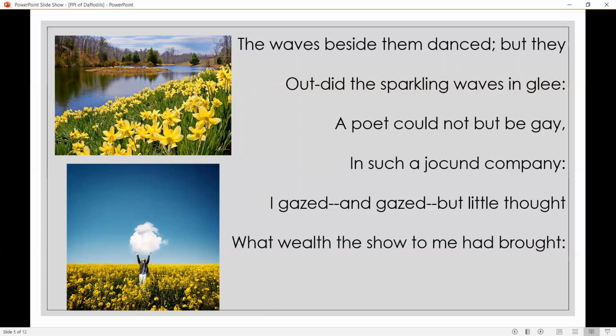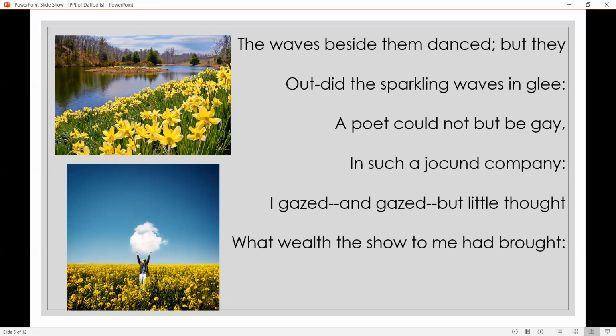Here, the poet describes the waves dancing along with the daffodils. He says the waves beside them, beside the daffodils, danced. But they outdid the sparkling waves in glee. What did they do? Were they equal to each other? No, the dance of the daffodils outdid the dance of the waves. The daffodils appear to be happier than the waves, and they therefore outdid them with happiness.